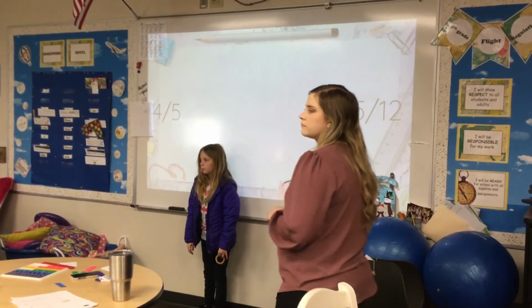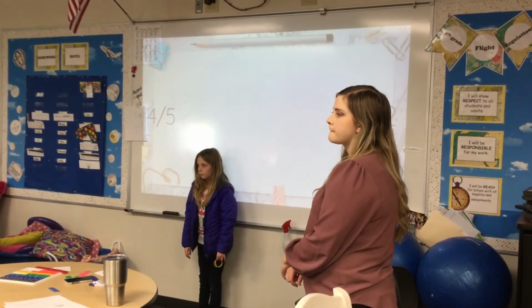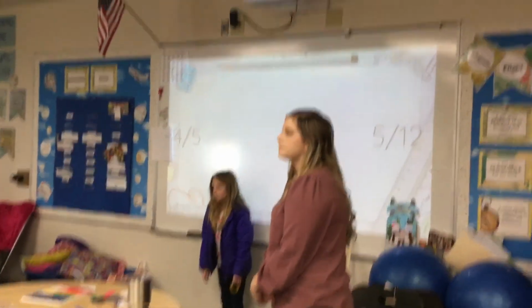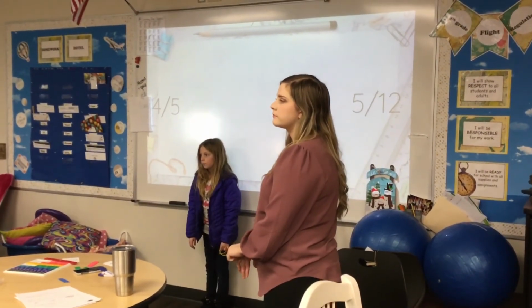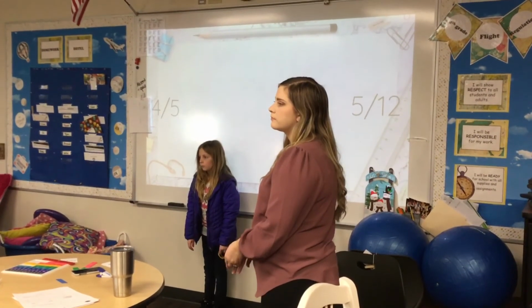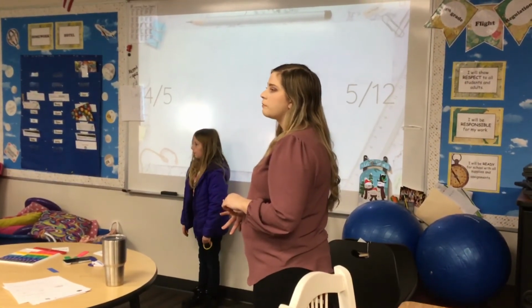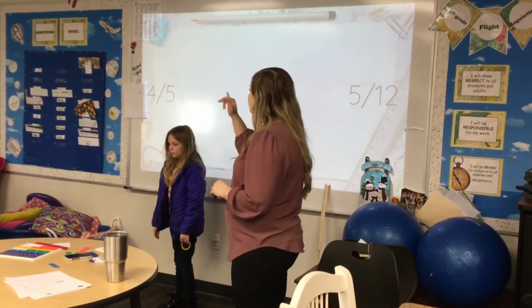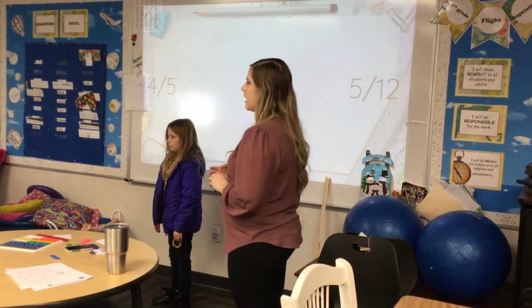First, 5/12 isn't half. If you use that benchmark fraction, the half mark, 5 isn't half of 12, so that wouldn't be quite half. But 4 is over the half mark for 5, and so that would make the 4/5. Perfect. So we know using our benchmark, so that's one of our tools we can use, that 4/5 is going to be more than a half, but 5/12 is going to be less than a half.